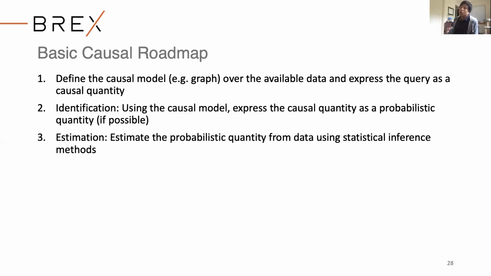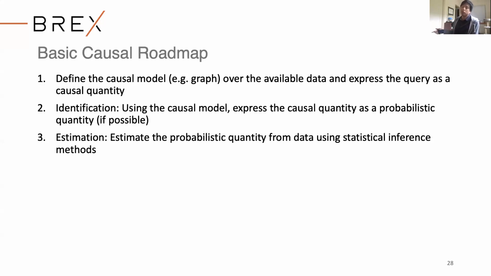So first, you need to define the causal model over the available data. Essentially, in this case, we've been using a graph. But no matter what, you need to have some kind of causal knowledge or causal assumption in order to make causal inference. And that's what we saw in the first example, right? Without at least a basic understanding of the underlying causal structure, we can't actually infer what the causal effect is.